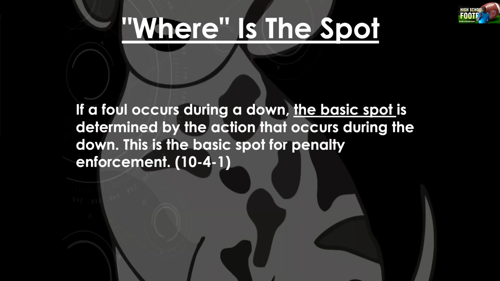So if a foul occurs during a down, the basic spot is determined by the action that occurred during the down. This is the basic spot for penalty enforcement. So we're talking about the action that occurred during the down. Was it a loose ball play, or was it a running play? Again, what was it?